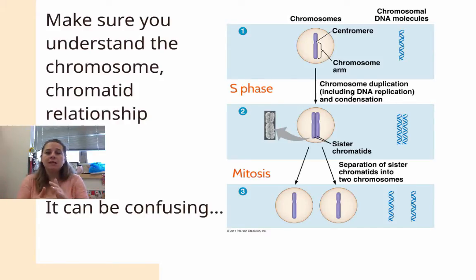Then you have the chromatid. The only time you refer to a chromosome as a chromatid is when it's in its replicated state after the S phase. So you have a single chromosome that replicates, and when it's attached at its centromere, you've got a chromatid and then its sister. Those would be chromatids. And then in mitosis, when those chromatids split and divide, they go back to being two chromosomes again.